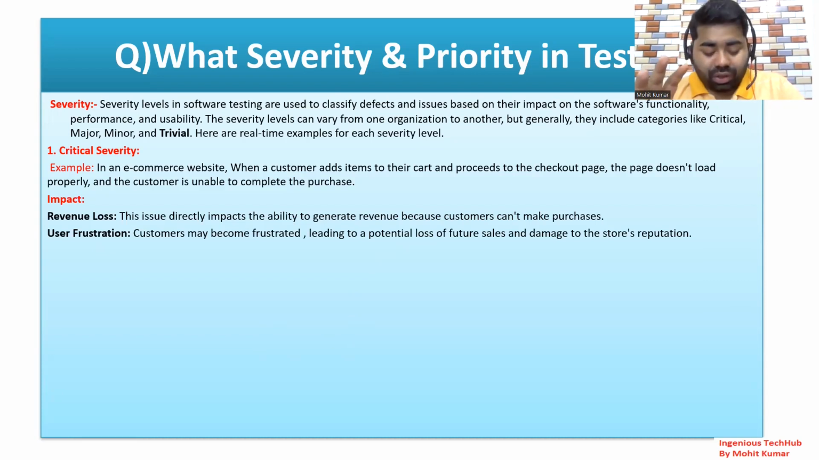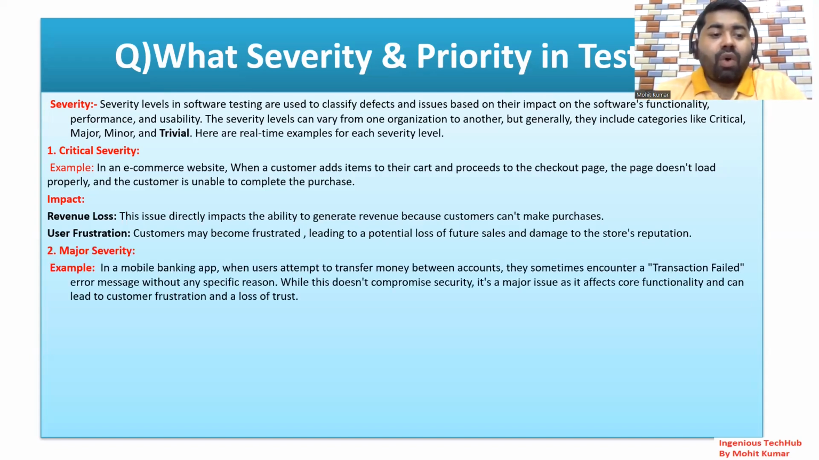Simply what I'm trying to say is this is critical, because our business is stopped here. The customer is not able to add that product, so definitely there will be a negative impact on the customer as well. I have given some examples to understand that. Now we have the major severity.